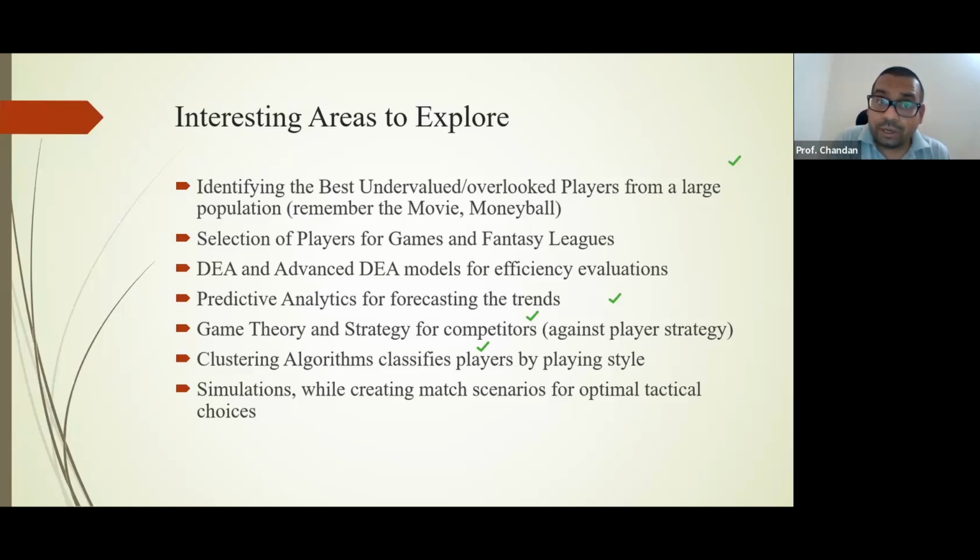Use of data envelopment analysis or advanced DEA models for efficiency evaluations. The use of predictive analytics for forecasting trends. Game theory and strategy for competitors against player strategy. Nowadays, we can see various clustering algorithms that can classify players by playing style. So in which situation they use a particular style, we can observe and predict the behavior. Simulations, creating match scenarios for optimal tactical choices. So various strategies we can formulate using game theory and these clustering algorithms.